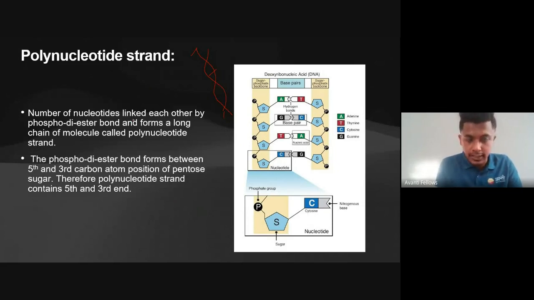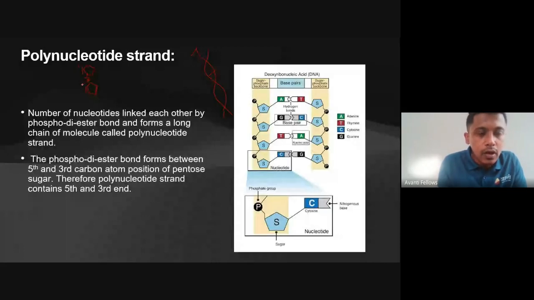So let's see here. Now I'll just try to make space here. We have one sugar group, and then below it we have another sugar group of a different nucleotide. So we have our fifth carbon atom here, right, students? We have our fifth carbon atom, number 5. And then here we have our third carbon atom. Again, here we have our fifth carbon atom, isn't it?